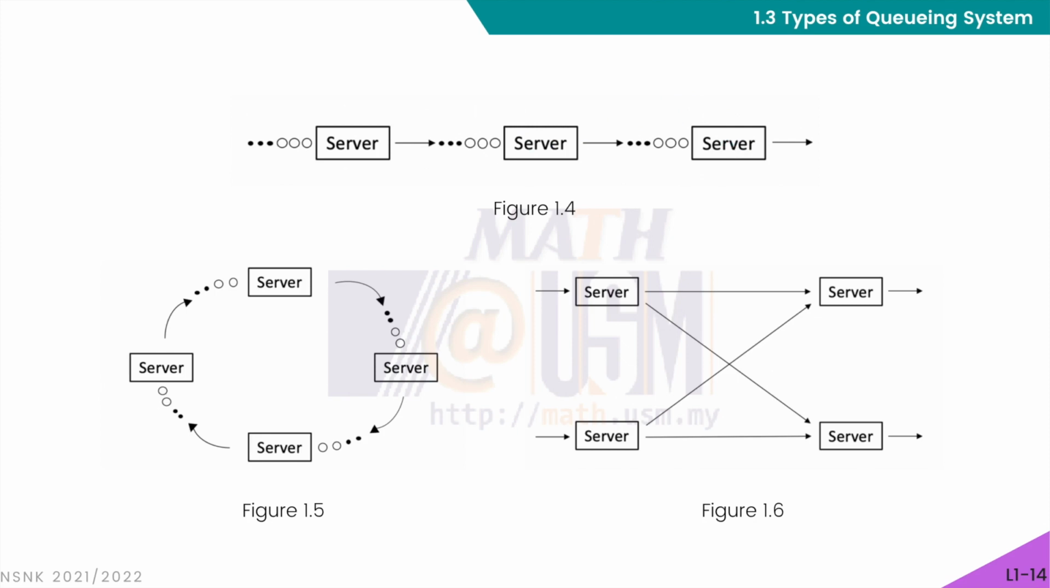Next would be the cyclic queue in figure 1.5. For example, this would usually be a production line in a factory, like on a conveyor belt or something, where the product needs to go through a cyclic queue.